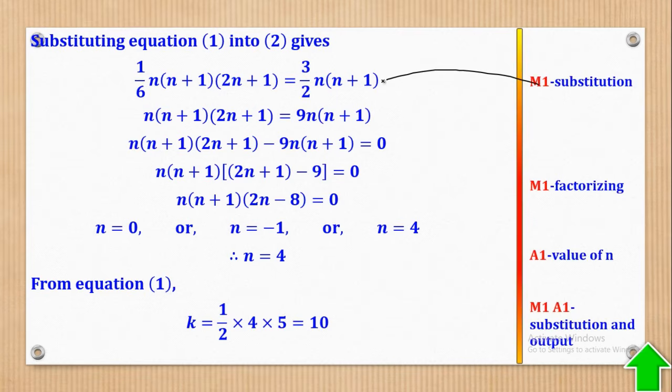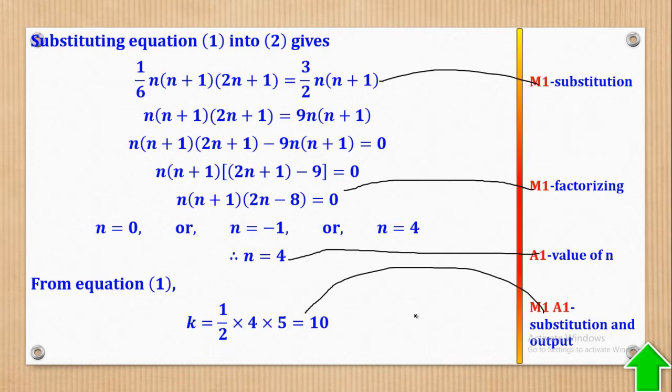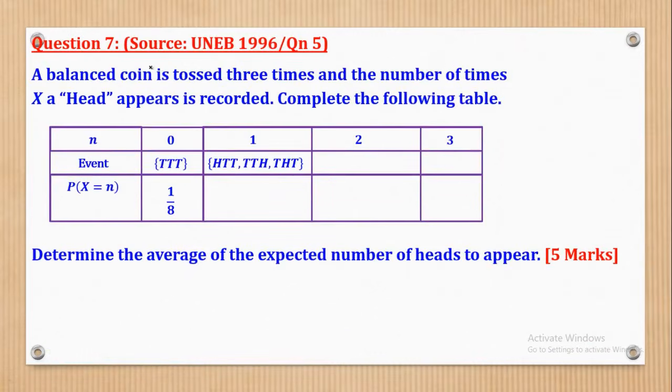So M1 for this substitution, M1 for this factorizing, A1 for the value of n, M1 for this substitution, A1 for factorizing. So that was question 6.